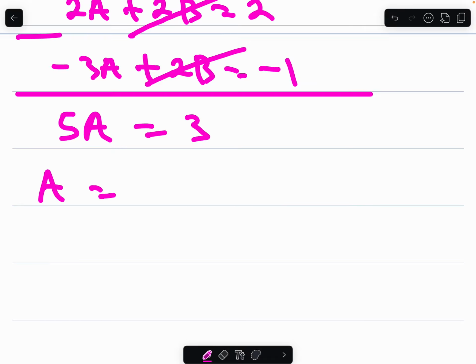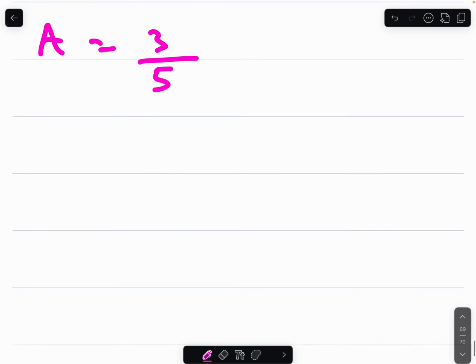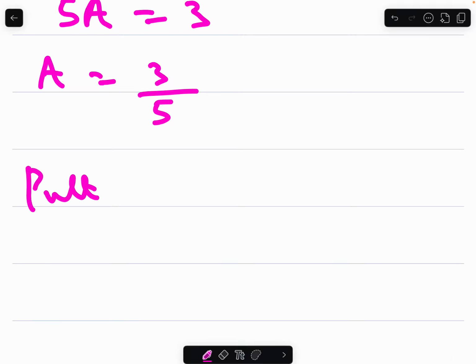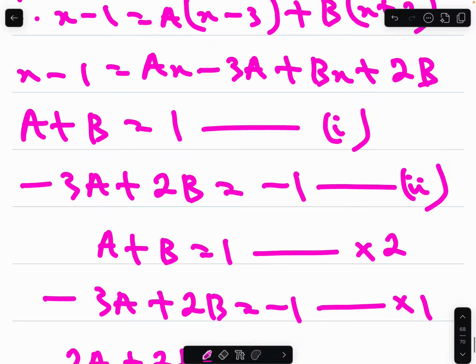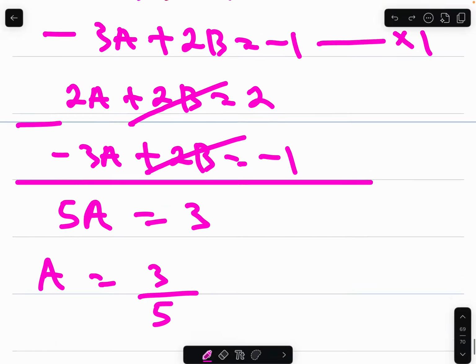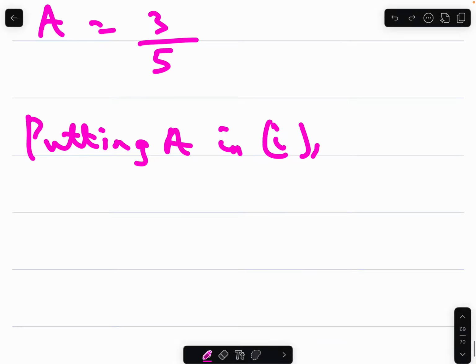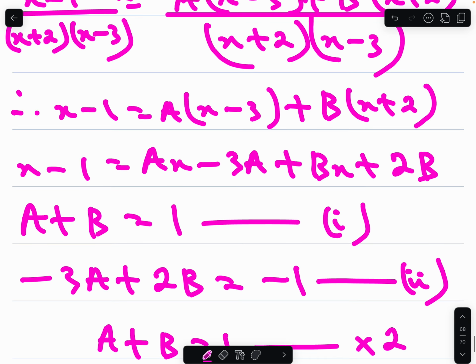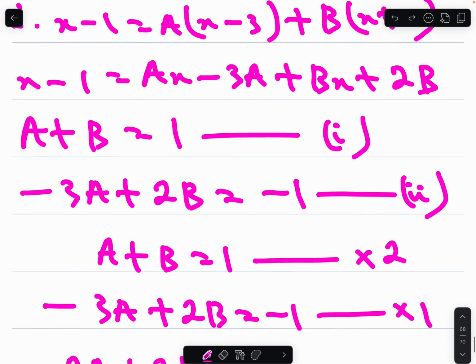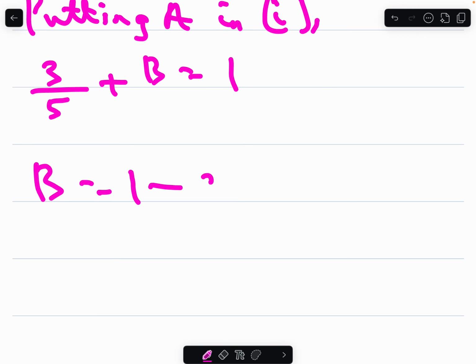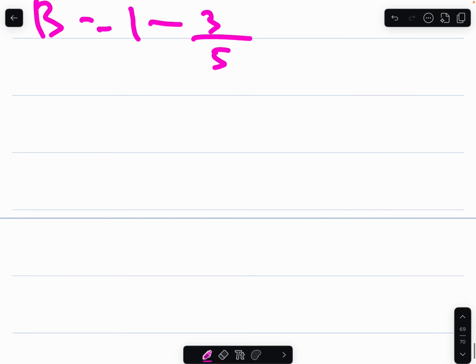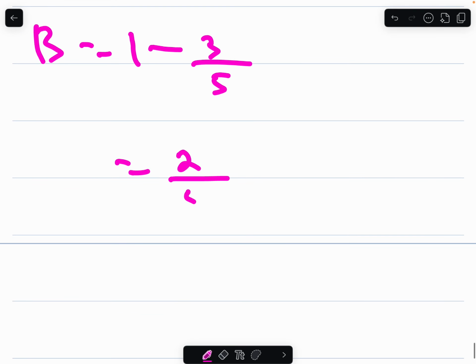And that therefore means a equals 3 over 5. Now if I put a in equation 1, wherever I see a in equation 1, I'm going to write 3 over 5. So 3 over 5 plus b equals 1, which means b equals 1 minus 3 over 5, and that's equal to 2 over 5.